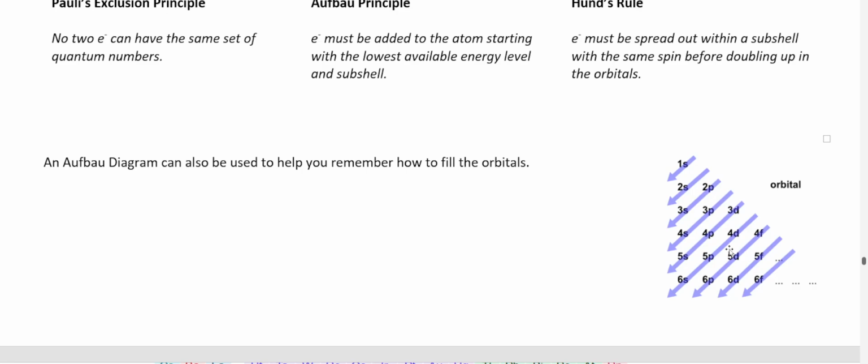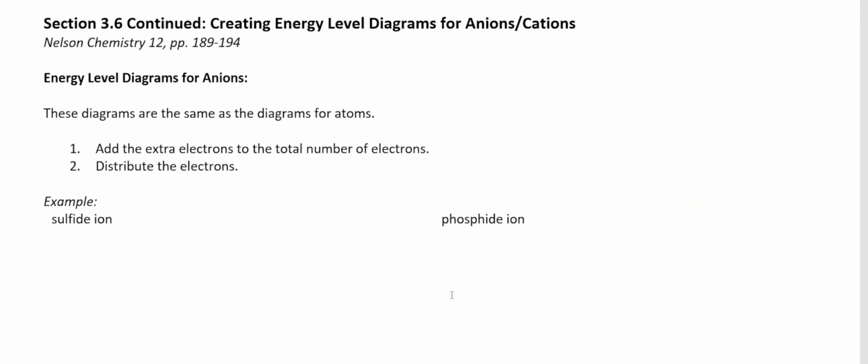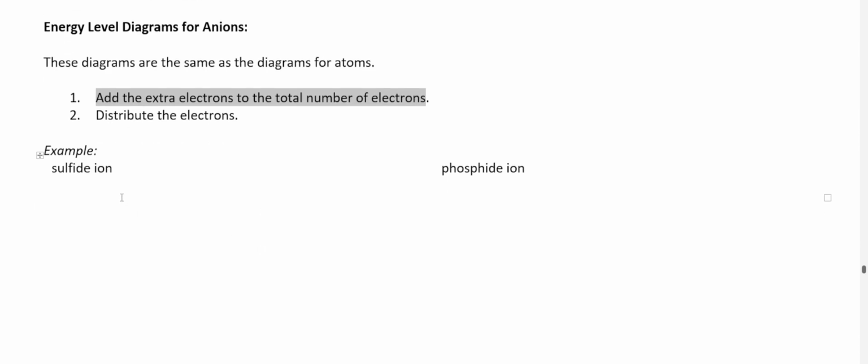Okay, let's move on. We're now going to do energy level diagrams for anions, and these are the same as the diagrams for atoms, except that because they're anions, they're negatively charged, so they've gained electrons. So you add extra electrons to the total number of electrons, and then we distribute them. So the sulfide ion is the negatively charged sulfur ion.